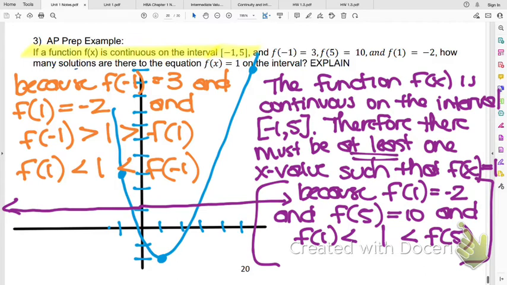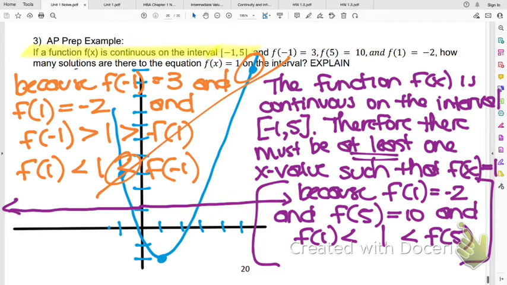Yes, ma'am? Why can't you ever do f of negative 1 and f of 5? You always have to have that middle one. It just depends on the question. In this particular question, we wanted to know how many. Therefore, I have to show that I have 2 solutions. And let's just say I went from this one to this one. Does that pass through 1 at all? Like if I connected those two? No. So if I skip that middle value, I have no way of proving that it went down low enough to get to 1.